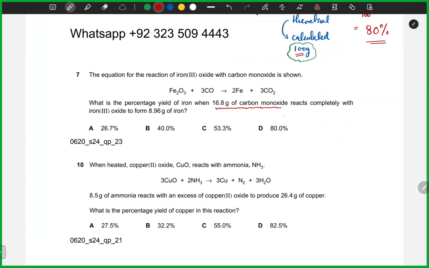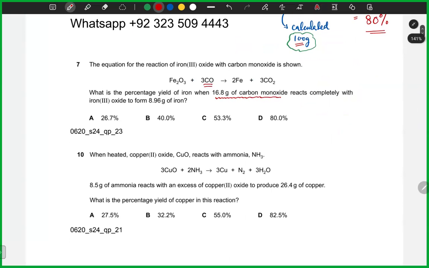So, what I can do is, and it reacts completely. So, I know the mass of carbon monoxide, and it reacts completely to give you iron. So, he's given us the mass of iron. What I'm going to do is first figure out the theoretical yield, not the yield, theoretical. What is the mass of Fe that should come out if everything happens perfectly?